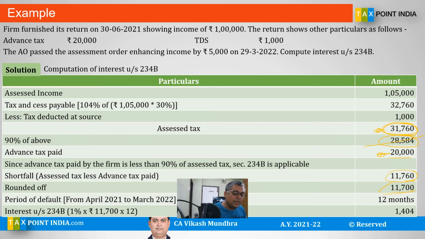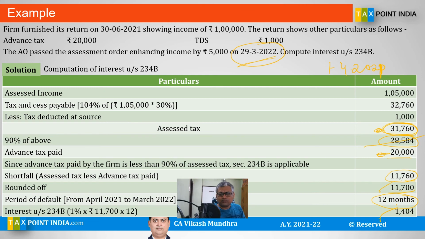The period starts from the first day of the assessment year, which is 1st April 2020, and completes on the date on which your assessment order was passed. The assessment order was passed on 29th March 2022. How many months? It comes to 12 months. Any fraction of a month shall be considered as a complete month. 11,700 into 12 months into 1% comes to 1,404. This is the calculation of interest under section 234B.